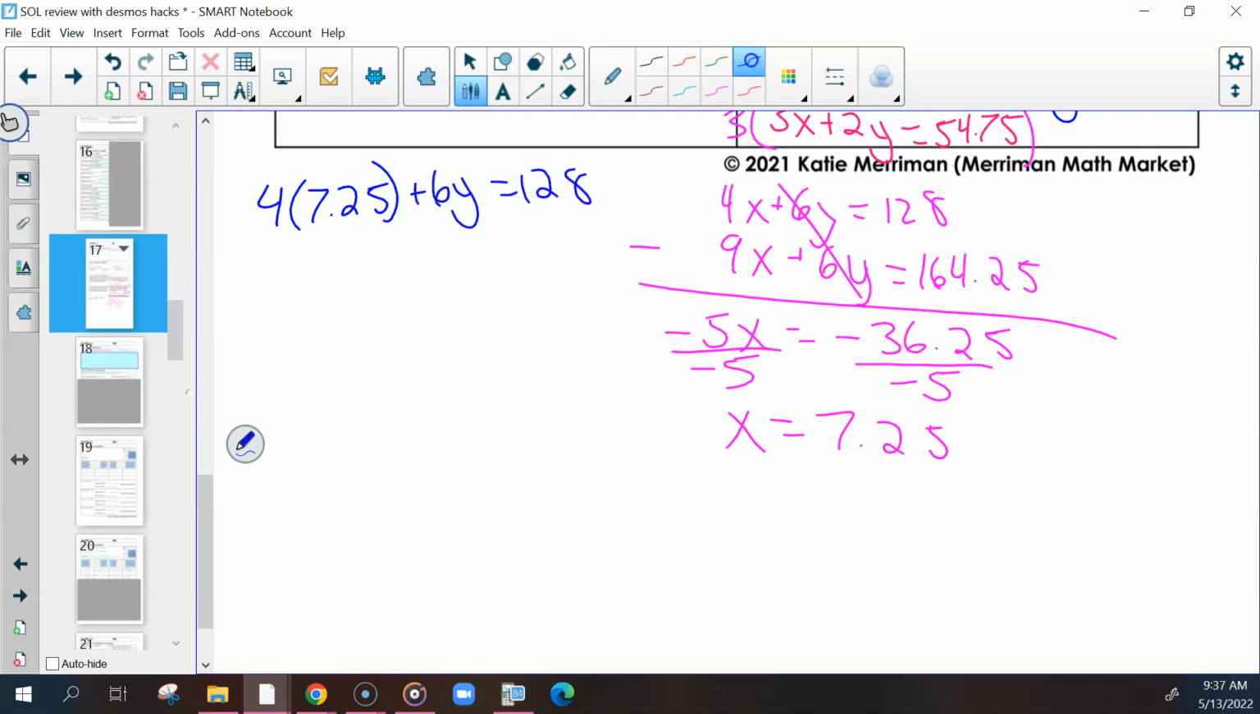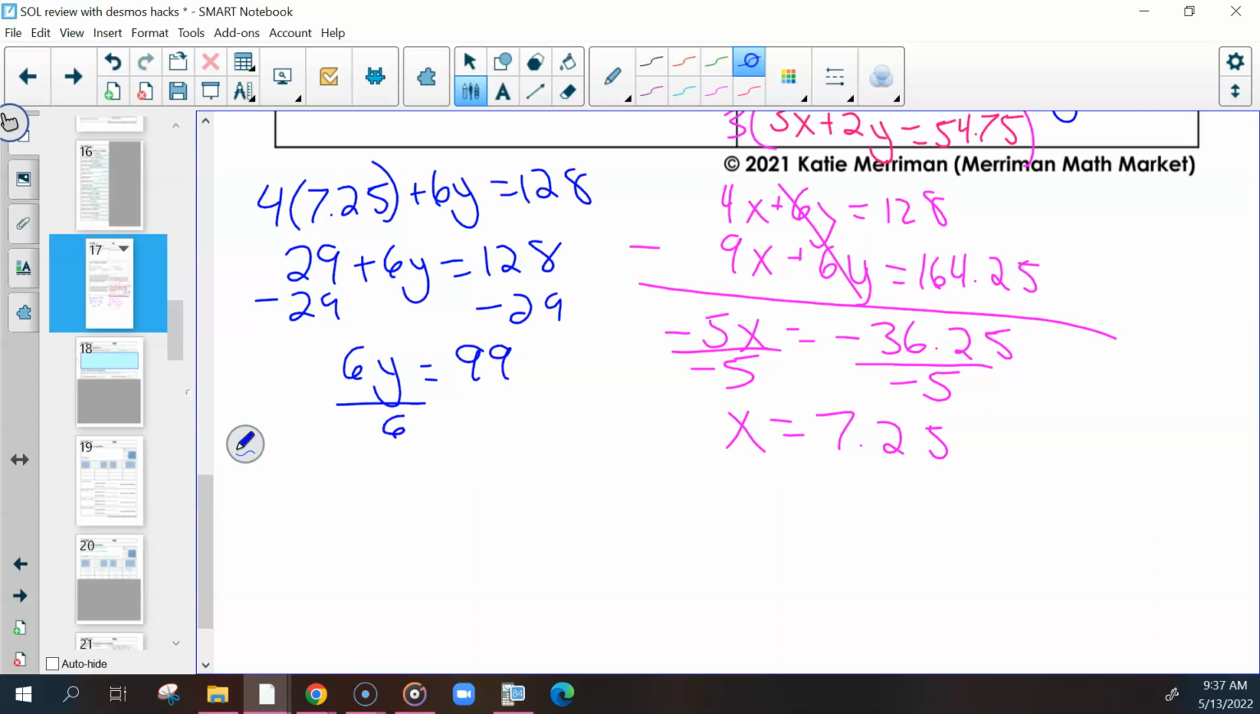So we could multiply. What is 725 times 4? 29. And then subtract. And then divide. And I'm assuming that's 16.5.